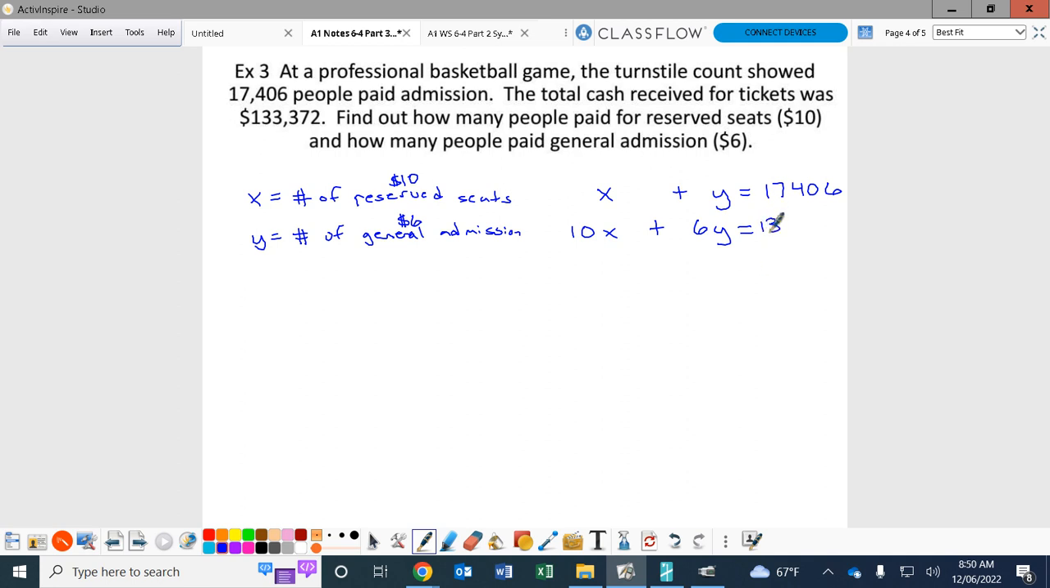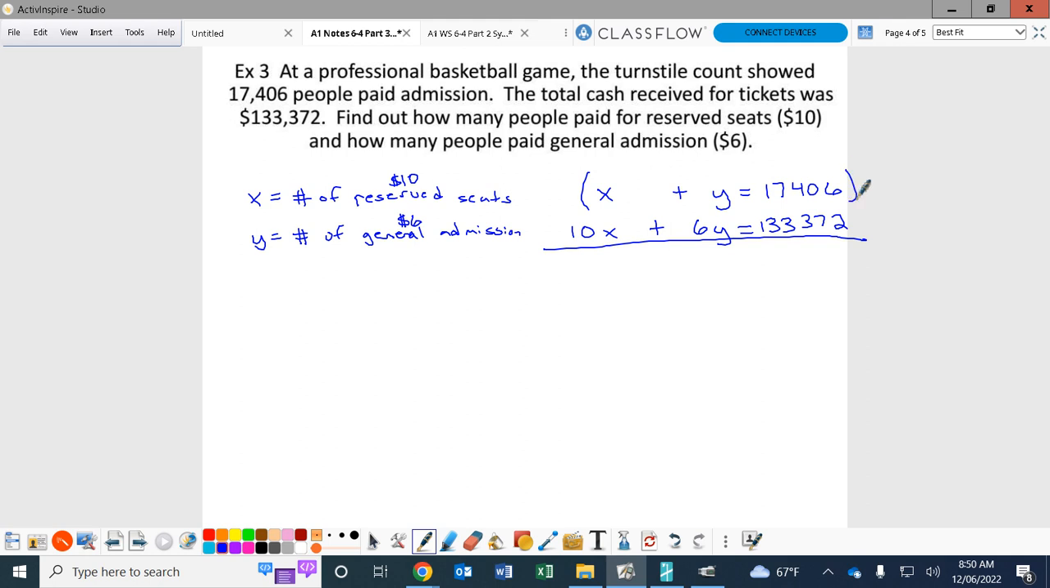That's the big 133,372. We don't put dollar signs in the equation. All we're using is the actual number. Now, you can multiply by either number, guys. It makes no difference which one y'all want to multiply by at all.